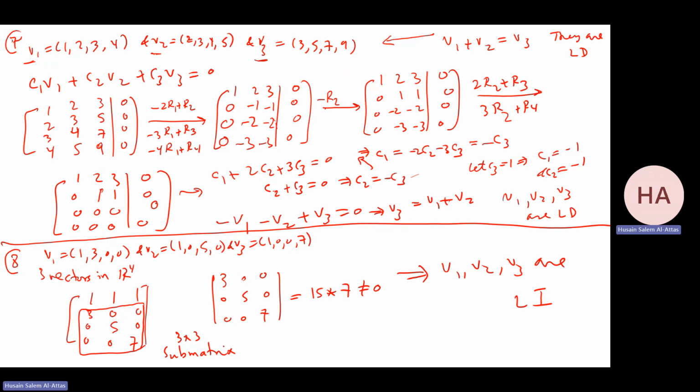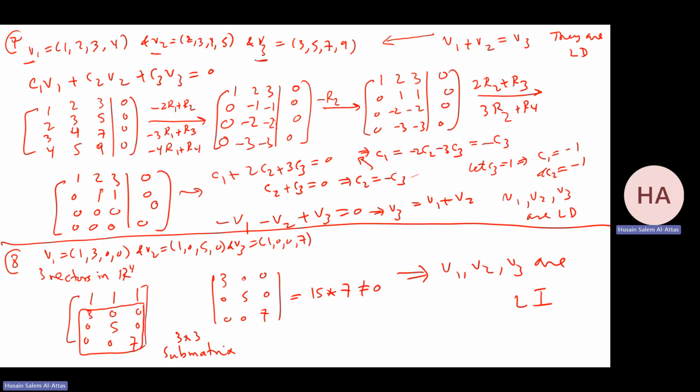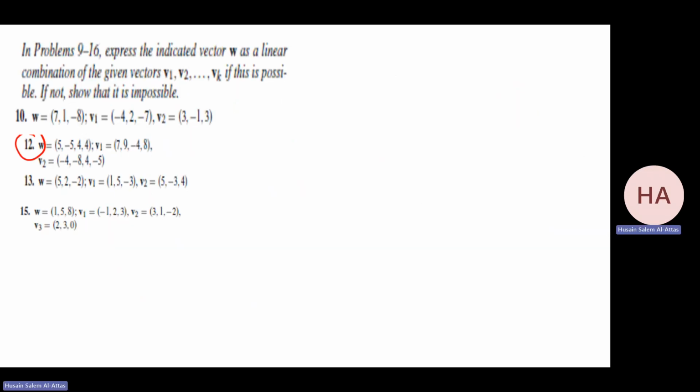When I do the idea of the submatrix, where is it here? I'm getting zero, so we cannot conclude. But here I'm getting non-zero, so we can conclude. Okay. Now we have these problems.